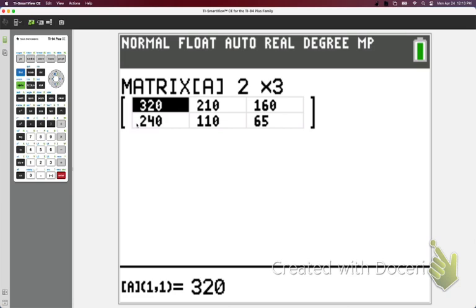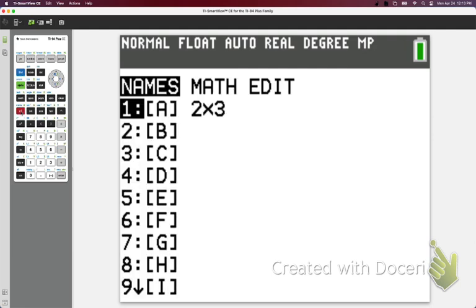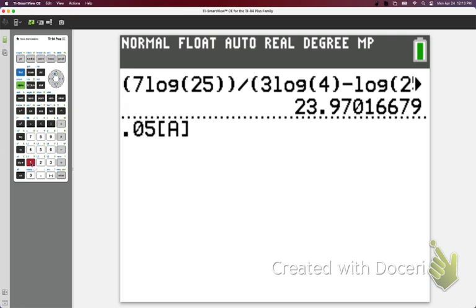You have to quit the program. Do you see the quit button? Hit second quit, and it'll go back here. And we want it to do 0.05. And multiplication, when it's a variable, we don't have to put any sign in between. You could, but you don't have to. Then go grab your matrix, second matrix, and hit enter on number 1, or just type 1, either one. Does it say 0.05 matrix A on your calculator? Yes. Then hit enter.